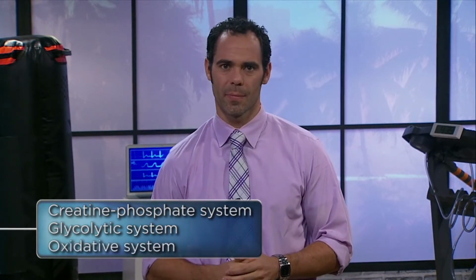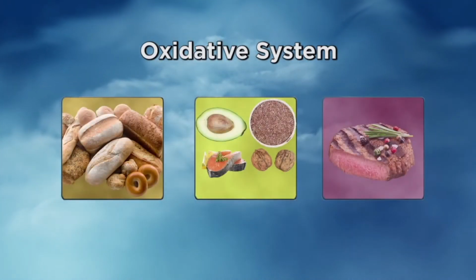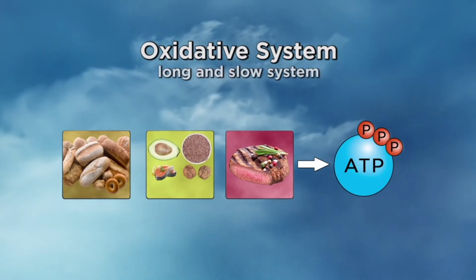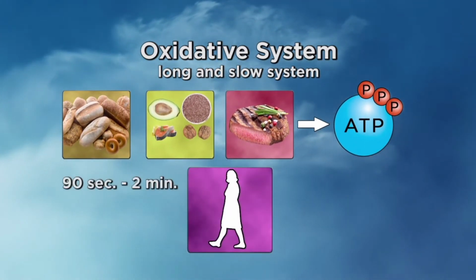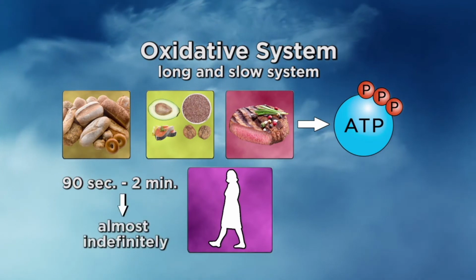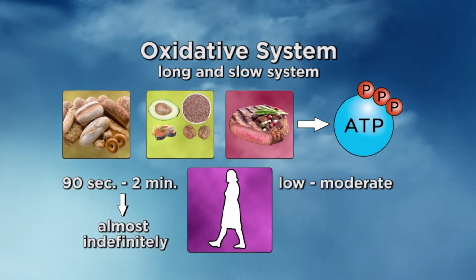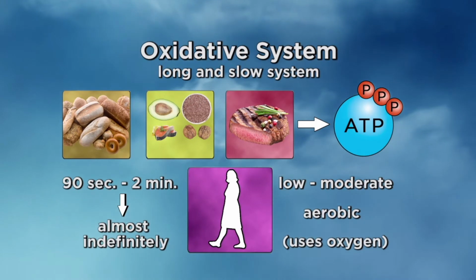We've discussed the creatine phosphate system and the glycolytic system. So the third energy system is the oxidative system. This energy system relies upon carbohydrates, fats, and in some cases protein to provide ATP. The oxidative system is your long and slow system, which kicks in after about 90 seconds to 2 minutes of activity and can last almost indefinitely, as long as the intensity of activity is low to moderate. It's aerobic, unlike the other two energy systems, so it uses oxygen.